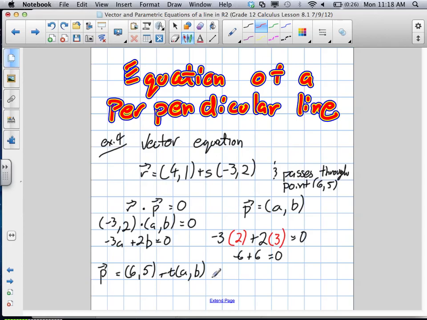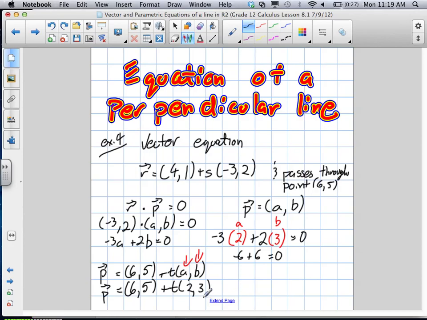So we take A, like we said, was 2 and B was 3. We're going to plug those in for our directional vector of our perpendicular equation. So our perpendicular equation is 6 and 5 plus T, 2 and 3.